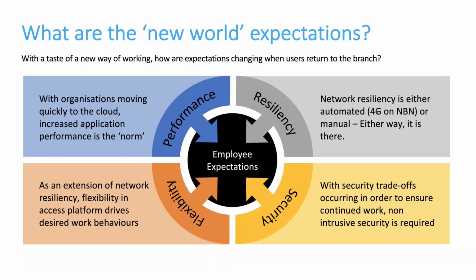Okay. Flexibility obviously plays a critical part here as well. As an extension of network resiliency, flexibility in access platforms drives desired work behaviours. So, someone could be sitting in their office right now, working connected to the Wi-Fi network, and then they might look out the window. Again, if it's not Melbourne and there's somewhere sunnier, they might decide that they want to go and work out in the garden. The Wi-Fi doesn't particularly reach, so again they latch on to a 4G or a mobile service.